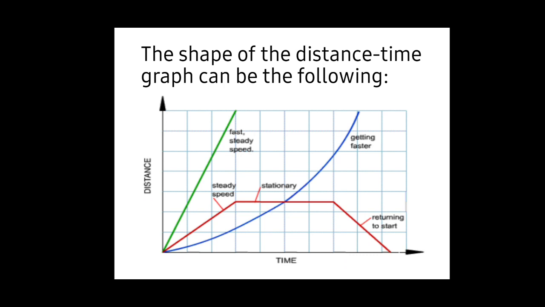The shapes of the distance time graph can be the following. If we get a straight line, then it denotes that the object moves at a uniform speed, a fast and steady speed. And if the line is curved, the object is moving slowly and getting faster. And if we get an uneven line, the object moves at a non-uniform speed. So from the line we are able to tell what kind of speed or motion an object has.